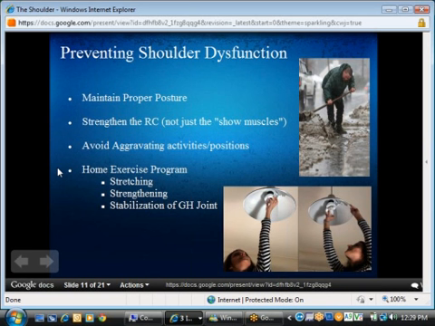Strengthening the rotator cuff muscles. Funny as it is, I see quite a few people coming in with shoulder injuries who are bodybuilders. And why is that? Because a lot of bodybuilders, what's their main goal?